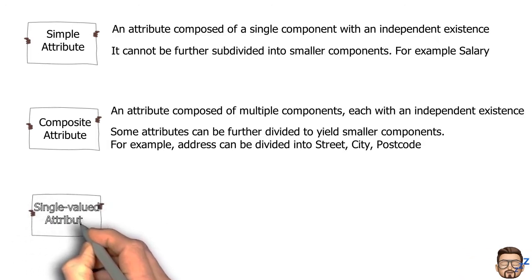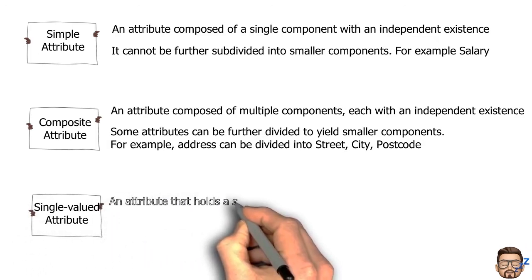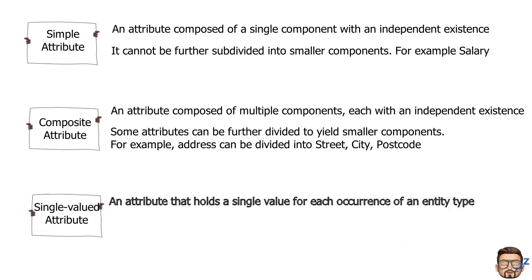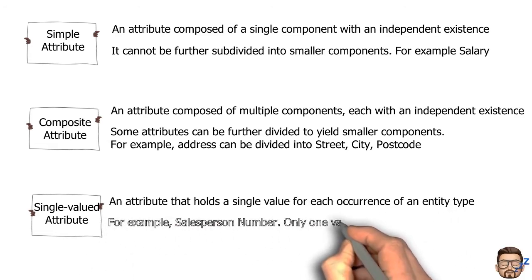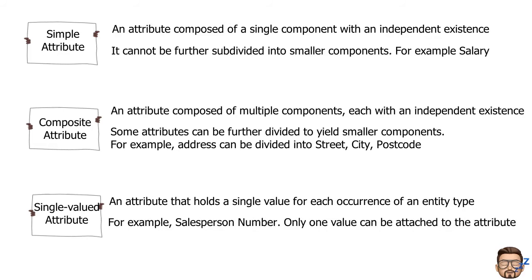A single valued attribute is an attribute that holds a single value for each occurrence of an entity type. For example, salesperson number, only one value can be attached to the attribute.